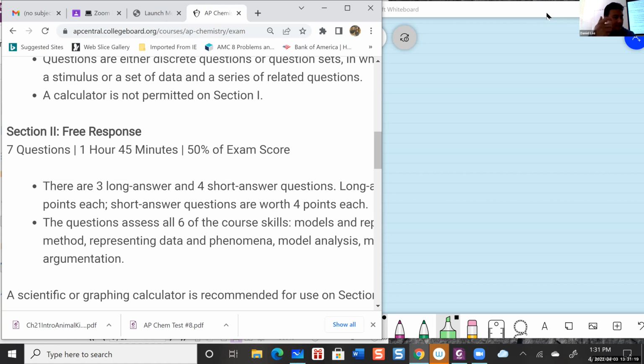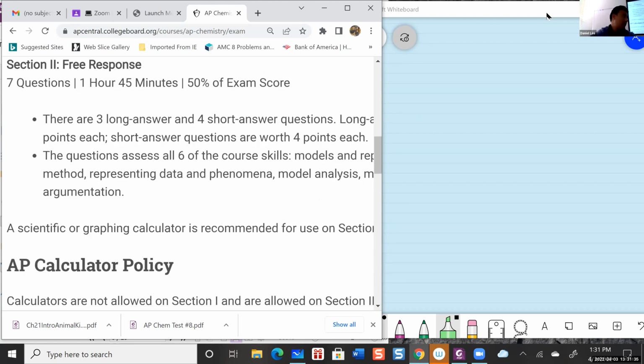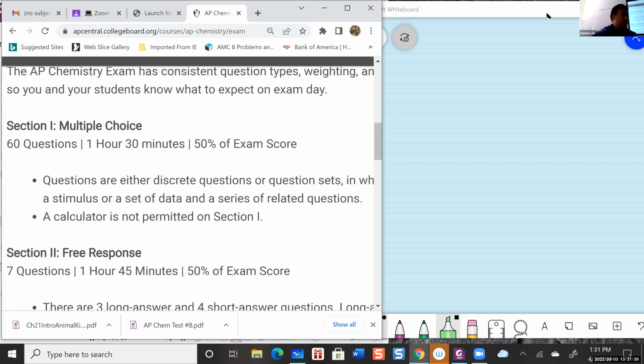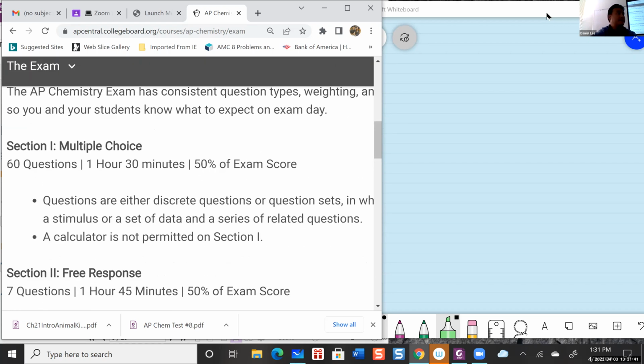So there are 7 questions. That's what we're going over today. The first 3 are heavy, 10 points each. And then 4, 5, 6, 7 are 4 points each. So that's the setup for the test. For the second part, use a graphing calculator, scientific calculator, whatever calculator you want, but there is no calculator on the multiple choice. So just recap the format.